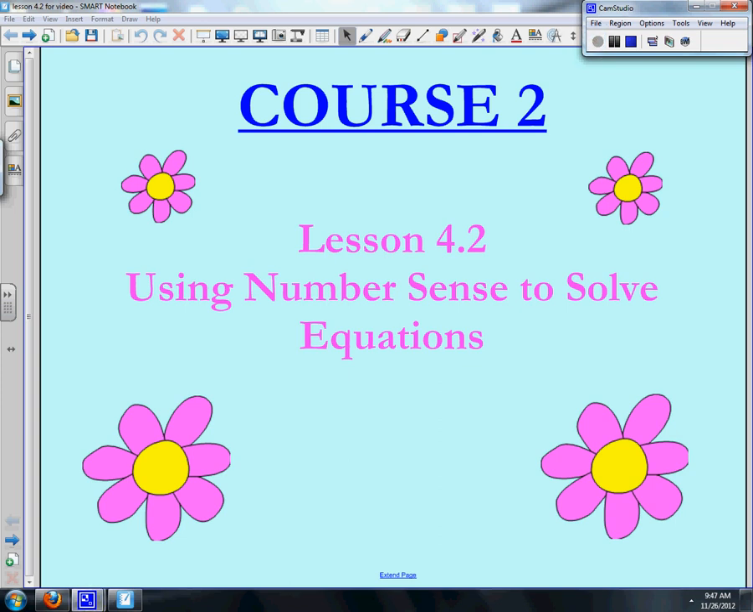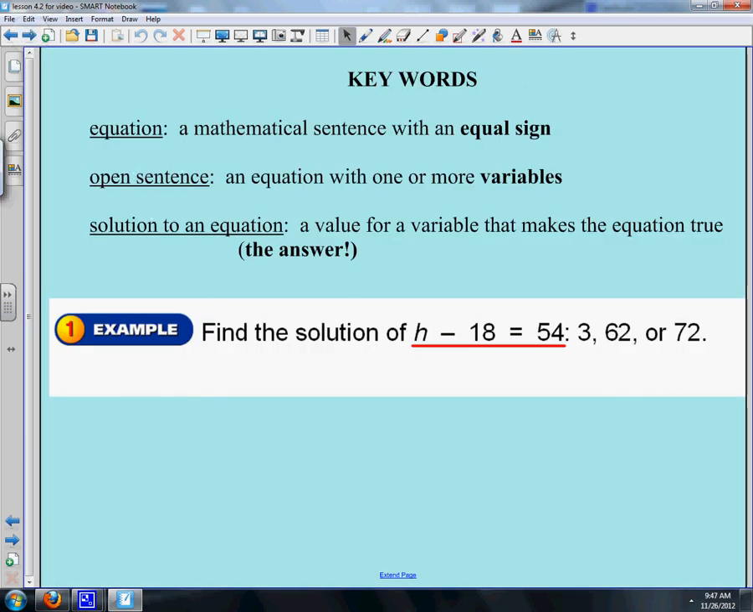Hey guys, this is Course 2, Lesson 4.2. So title your paper, Using Number Sense to Solve Equations. Today we're going to solve some equations.